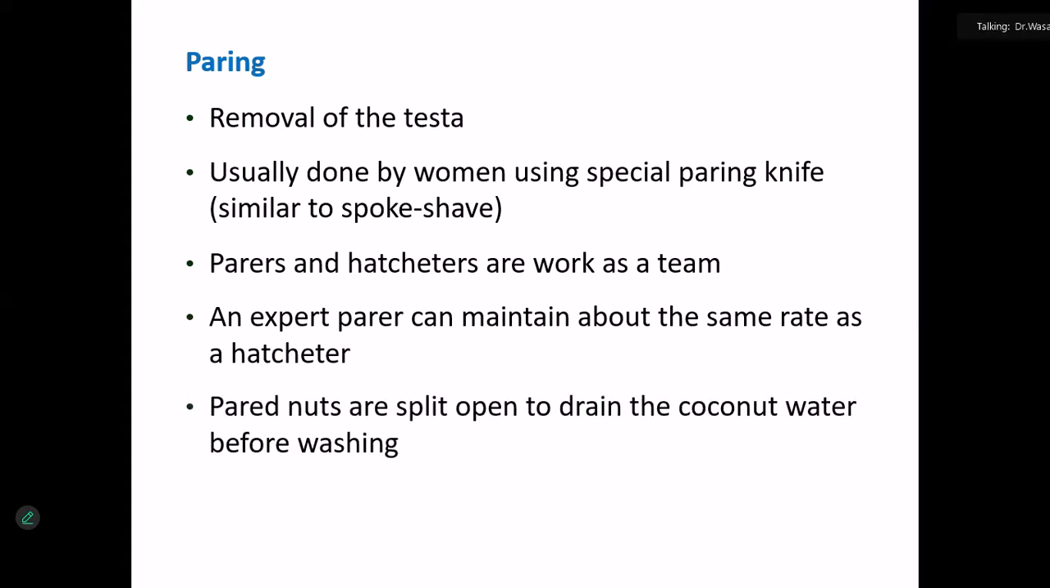And paired nuts are split open. After that, what do they do? Now, no testa, no shell, no pairing, no testa. So they just open and remove the coconut water. Nuts are split open to drain coconut water before washing. Now they don't waste coconut water. In any factory, they don't throw it out. Now coconut water is directly exported.